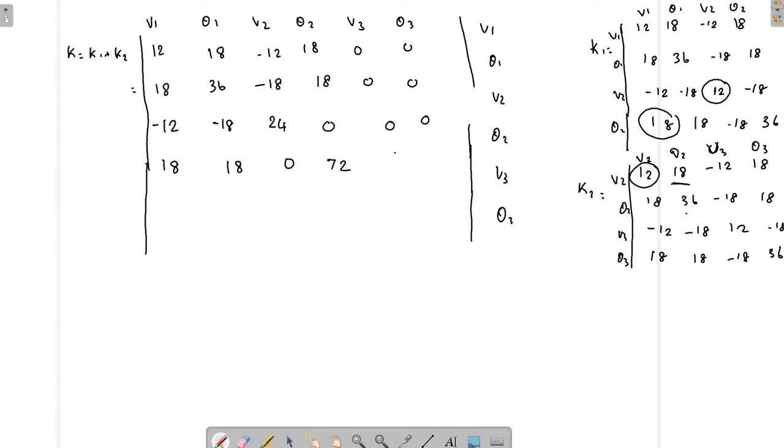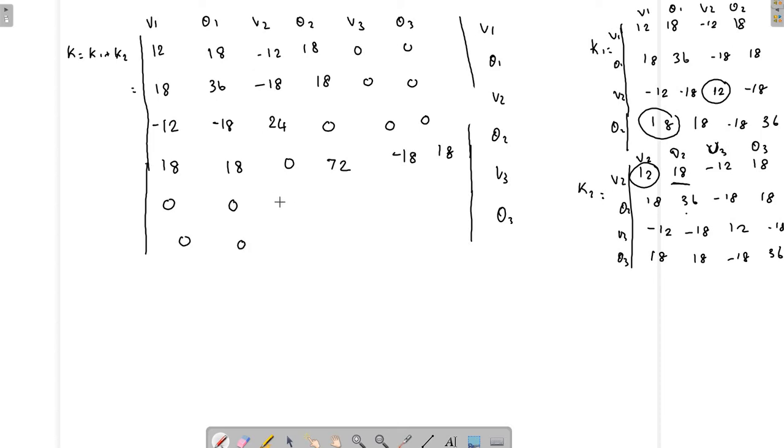And V3 with theta 2 it is minus 18. Theta 3 with theta 2 is plus 18. Similarly we are going to fill. There is no connection between 1 and 3. So we can easily judge the values.